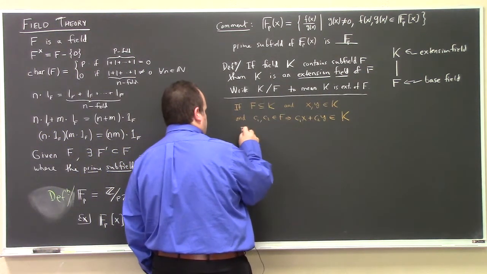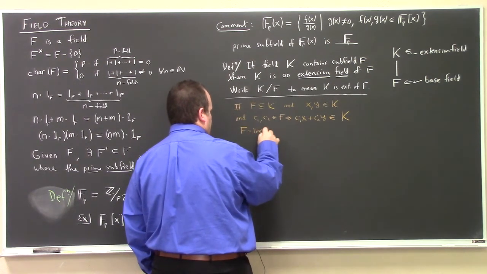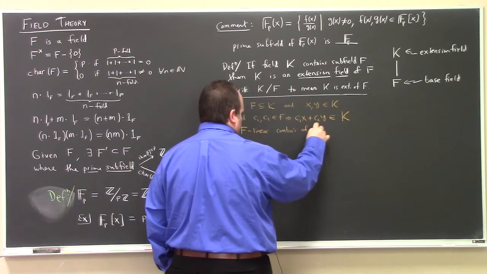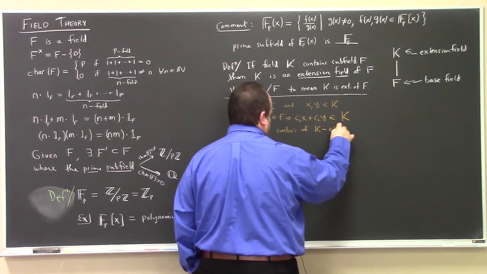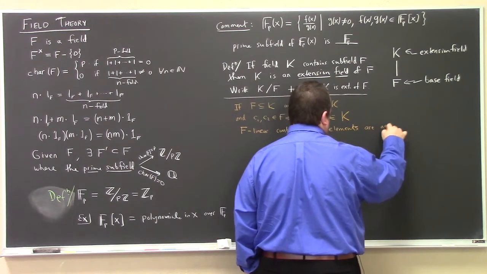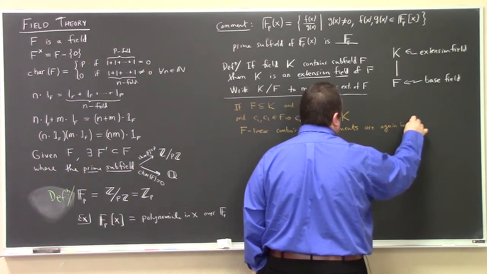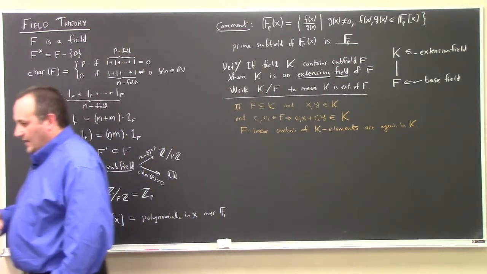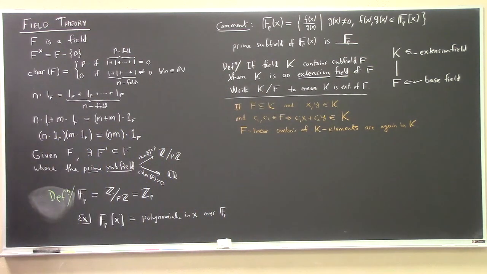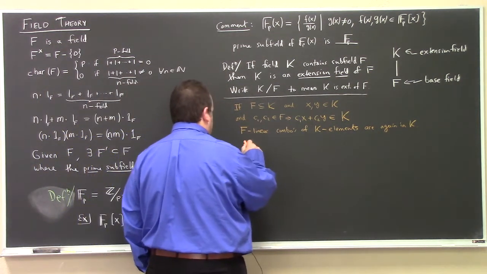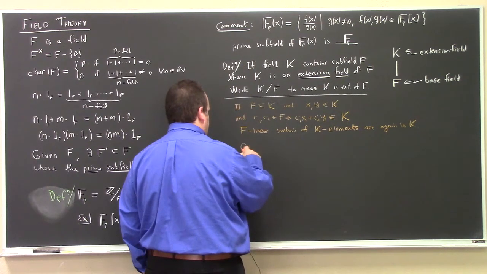So write that down. F linear combos of K elements are again in K. In other words, what we're observing is that K is in fact a vector space over F. So observe.